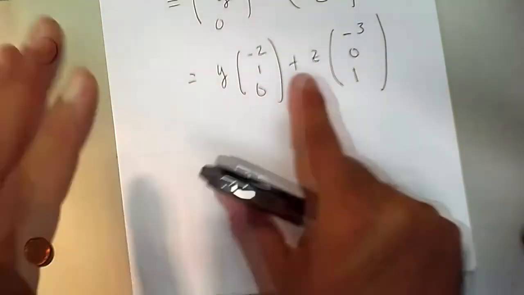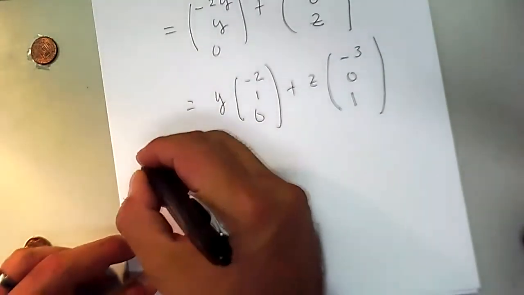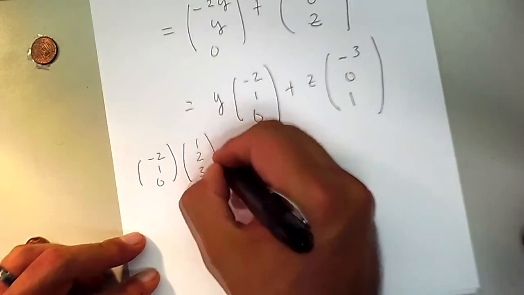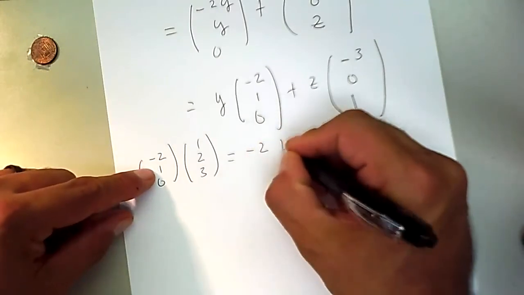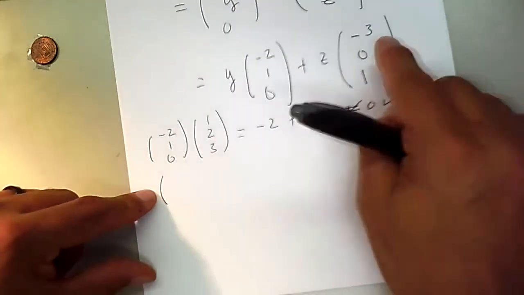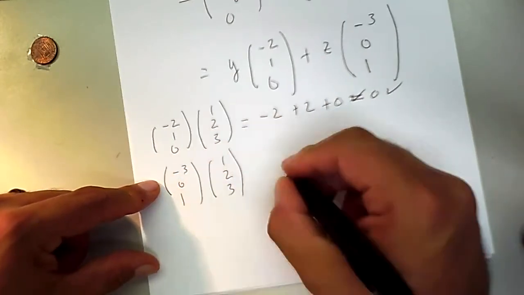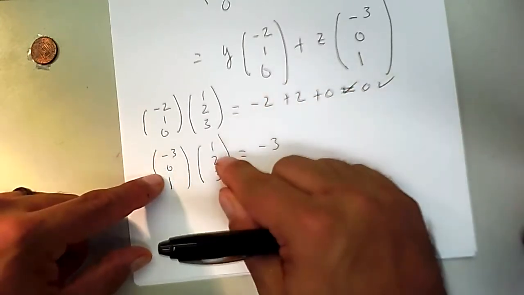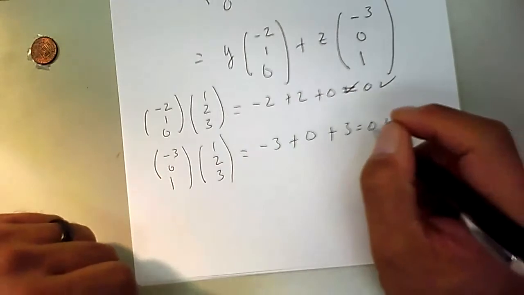Now, before I actually write down the final answer, I want to double check, because remember I made a mistake on the previous example. Is this orthogonal to 1, 2, 3? Well, let's check. Negative 2, 1, 0 with 1, 2, 3. It's got to be orthogonal, otherwise something is wrong. So we get negative 2 plus 2 plus 0. Checks. That's equal to 0. Then negative 3, 0, 1 with 1, 2, 3. Negative 3 plus 0 plus 3 equals 0. Checks. All right, so we're good.